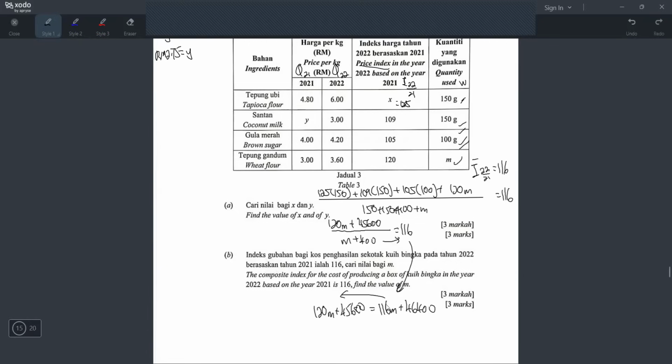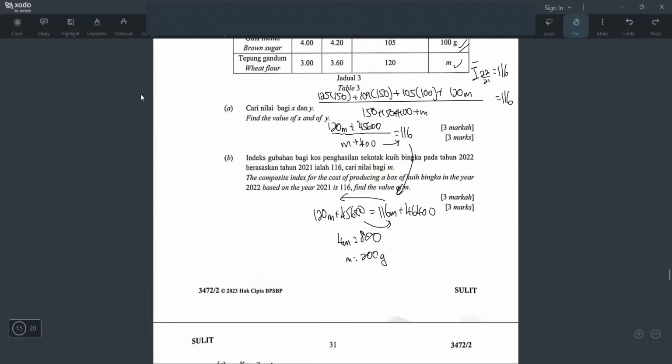And then move M with M, we can do 120 minus 116 is 4M. And this one we move over there. So it becomes 46400 minus 45600. Okay, I got 800. So now to get M is very easy. Just divide by 4, which is 200. And I think it's gram, yeah. So yeah, that's the answer. Okay, now we can do part C.